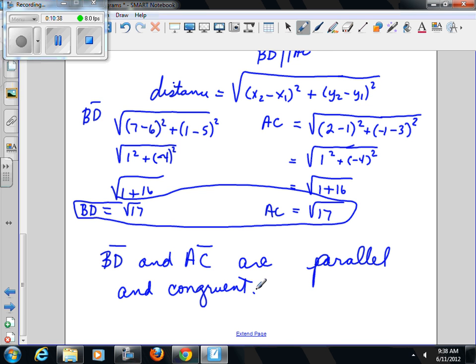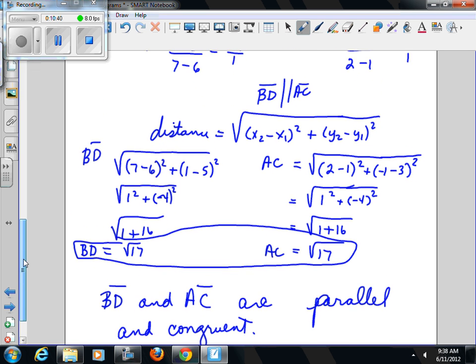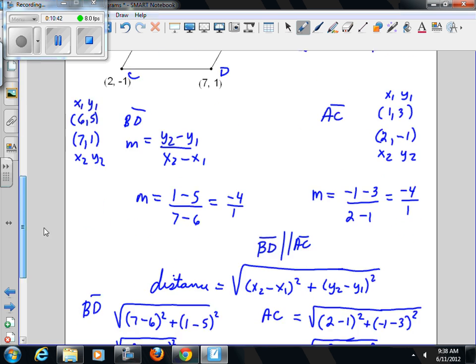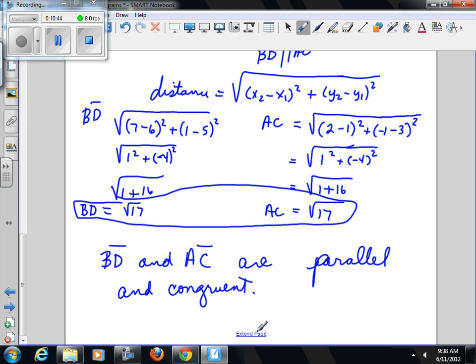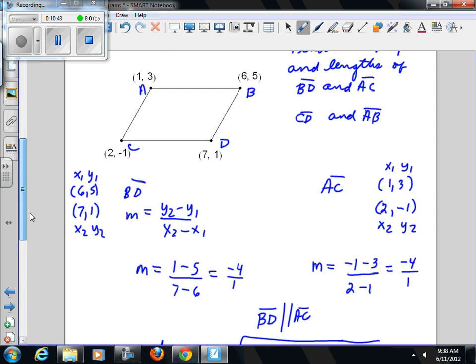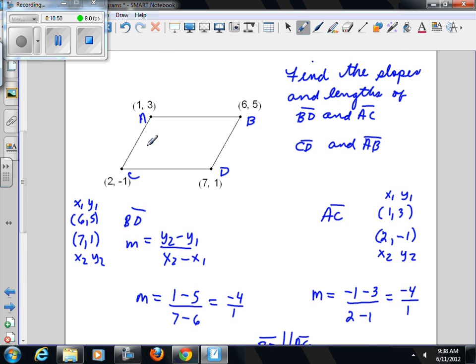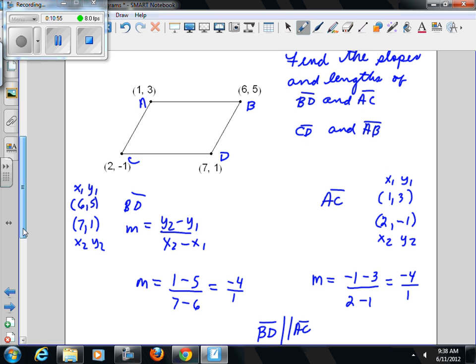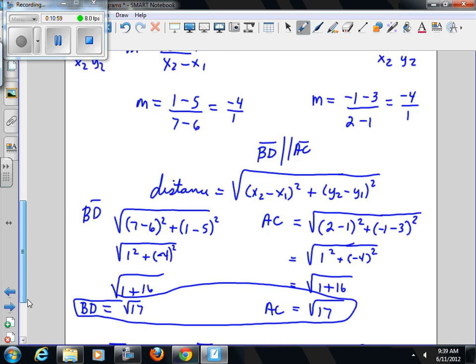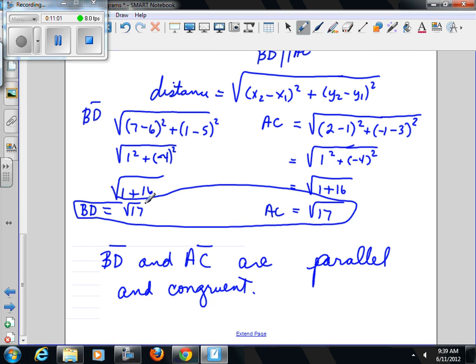Now remember, that's actually enough to prove that that figure right up here is a parallelogram. But what I would like you to do is try the other two sides. Let's see, what haven't we tried yet? AB and CD, and see if you can prove that those two sides are parallel and congruent as well, if you'd like a little extra practice.